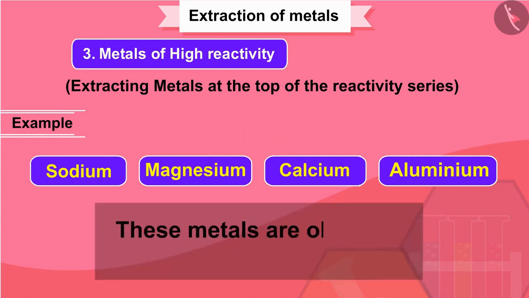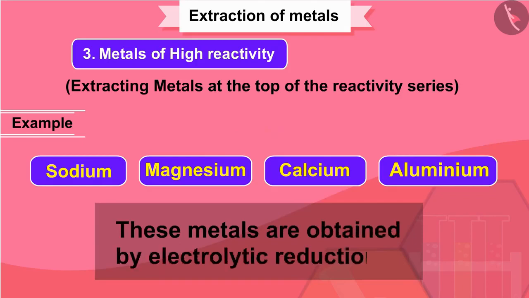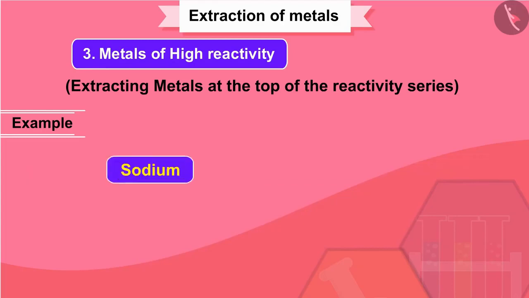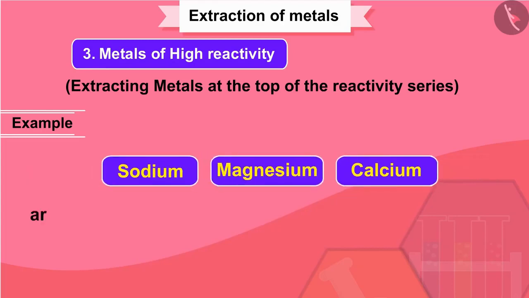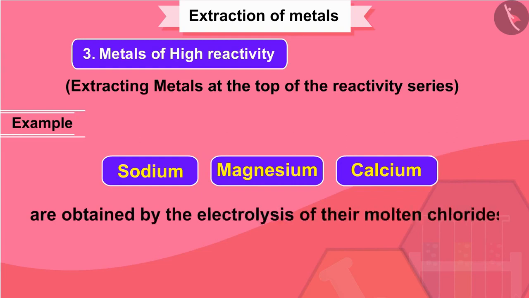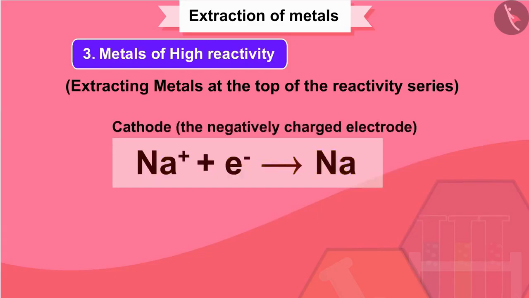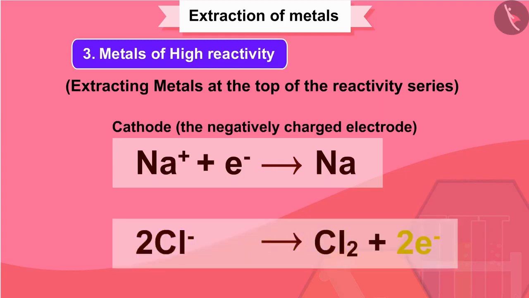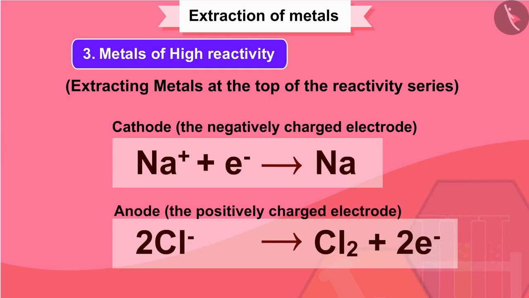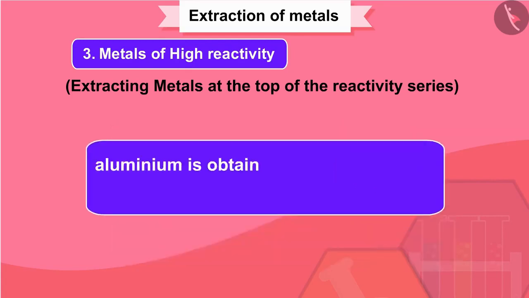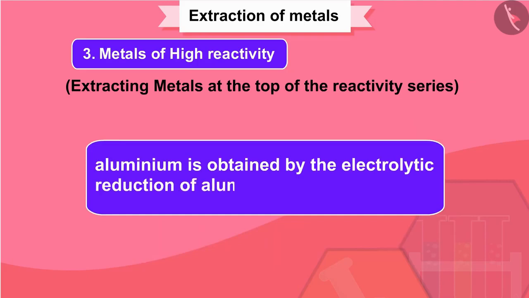These metals are obtained by electrolytic reduction. For example, sodium, magnesium and calcium are obtained by the electrolysis of their molten chlorides. The metals are deposited at the cathode, the negatively charged electrode, whereas chlorine is liberated at the anode, the positively charged electrode. The reactions are: similarly, aluminium is obtained by the electrolytic reduction of aluminium oxide.